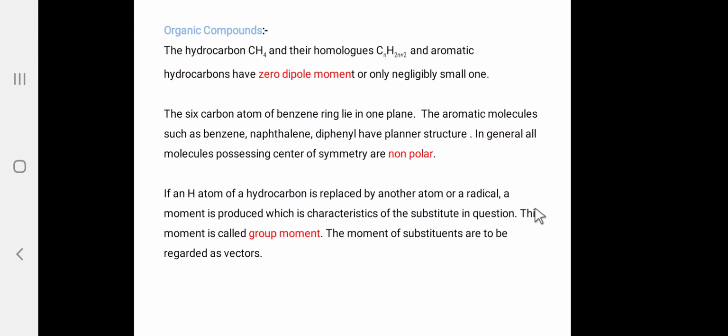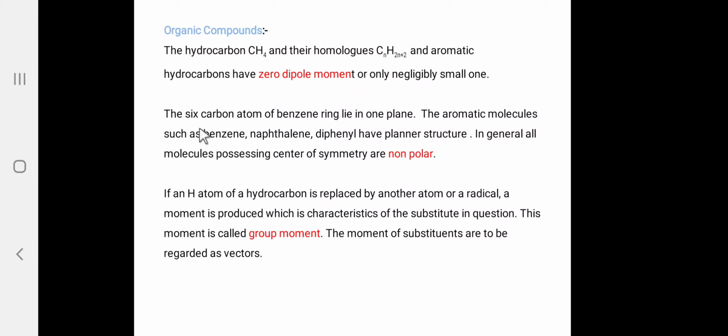Then organic compounds. Let us consider simple organic compounds. When we consider the hydrocarbons, that is CH4 and its homologues, that is methane, ethane, propane, butane, pentane, hexane and so on, and aromatic hydrocarbons, they have zero dipole moment, or if they have a dipole moment it is very small or negligible.